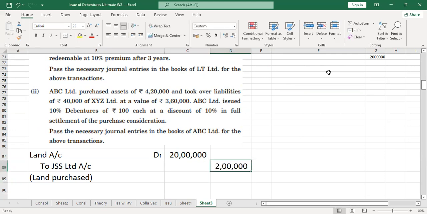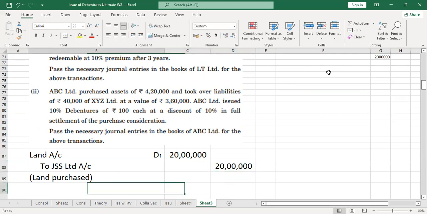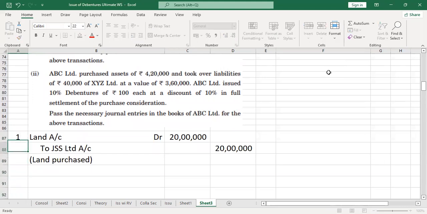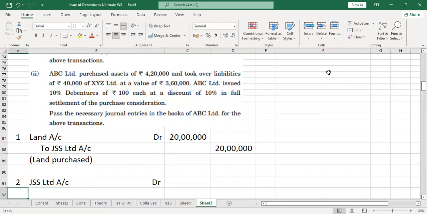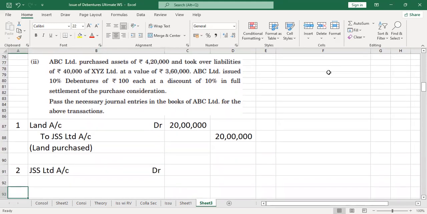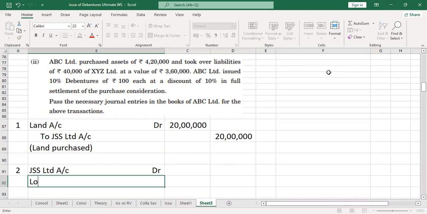And the next journal entry is payment of the purchase consideration. Just pay attention, my dear children. It's very simple. So JSS Limited account will be debited. We are redeeming the debentures at premium. When we redeem at premium, we are incurring a loss. Am I right, my dear children? 100 rupee debentures we are redeeming at premium, then we are incurring a loss.